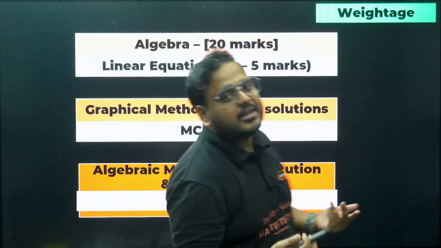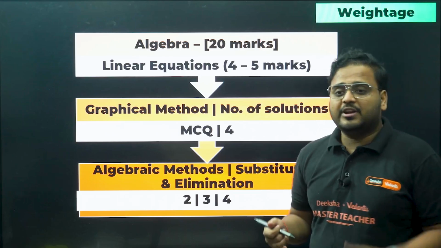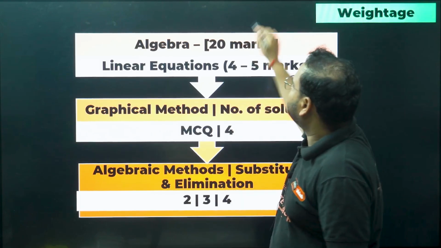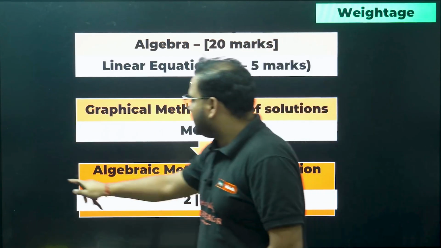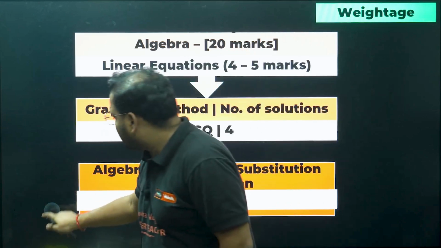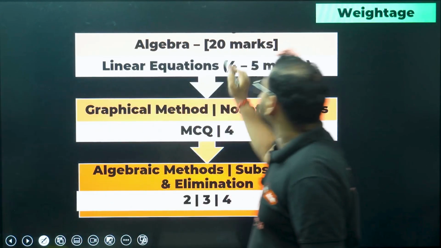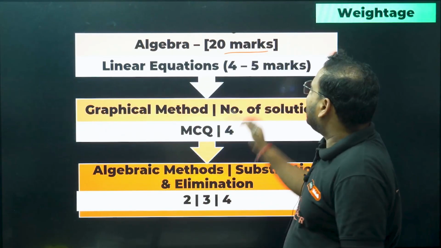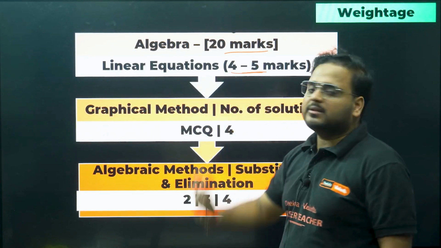Now if you check the weightage, of course we don't know the weightage of each of the chapters, but we know the weightage of the unit. The weightage of the unit is 20 marks. Algebra comes for 20 marks, right? In that you can expect 4 to 5 marks from linear equations.